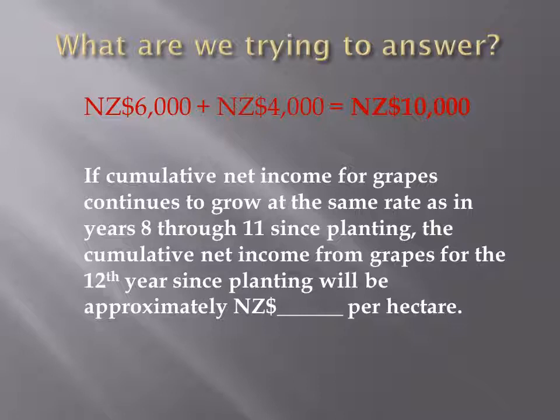So if cumulative net income for grapes continues to grow at the same rate as in years 8 through 11 since planting, the cumulative net income from grapes for the 12th year since planting will be approximately 10,000 New Zealand dollars per hectare.